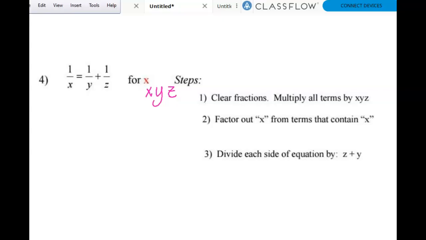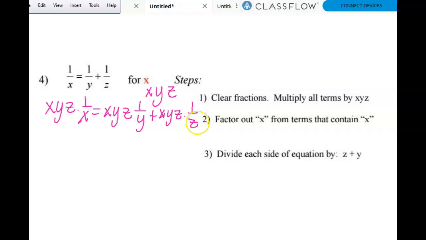I'm going to take this times 1 over x. I'm going to take this times 1 over y, and this times 1 over z. So I took the common denominator times all the things, just like we did in the warm-up. We just multiplied by 6. This time I'm multiplying times x, y, and z.